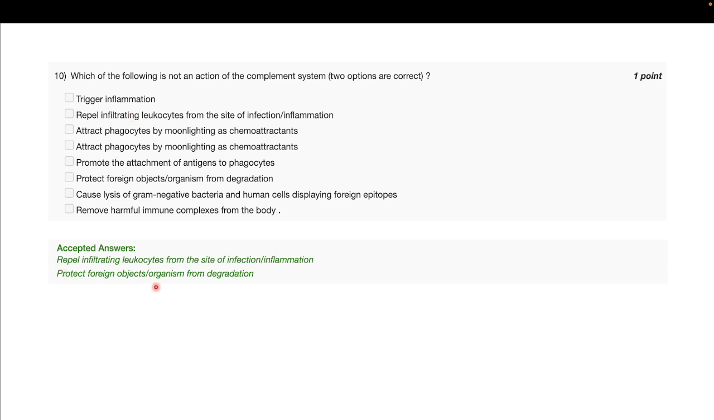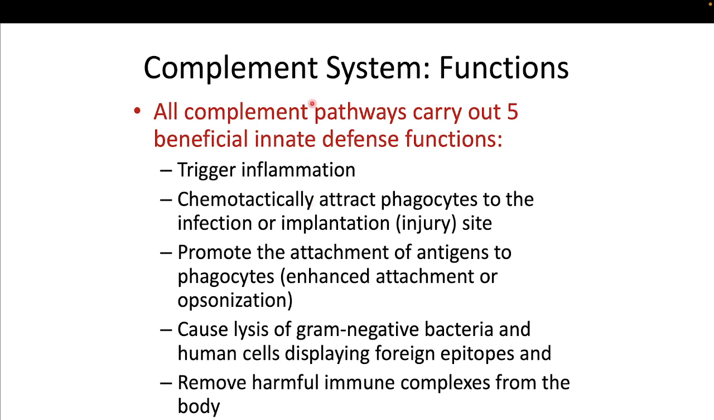And it does not protect foreign objects or organisms from degradation. It actually highlights the organism to be degraded by the immune system. So this other option is actually a function of the complement system, where it causes lysis of gram-negative bacteria and any human cells that are displaying foreign epitopes. If you want, there's another slide that I've included in the presentation, which highlights the functions of the complement system. Is this clear?